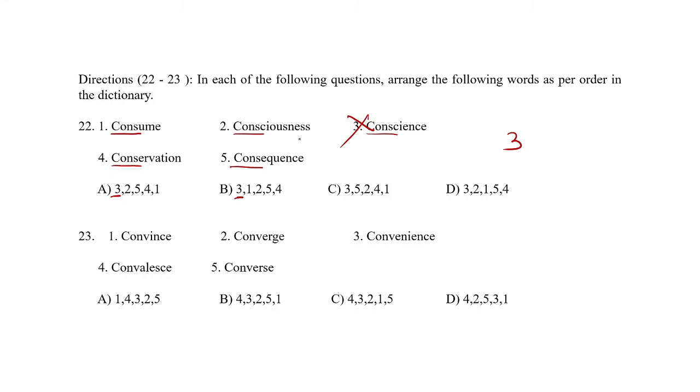Next, compare these 4. Consciousness. CONS. After S, there is C. Okay. Here see SCIE. Now see SCIO. Eliminate this one. Next, compare these 3. After S, there is U. After S, there is E. Okay. 4 and 5. Compare 4 and 5. SEQ. So, fifth one. Next, fourth one. Next, first one. 3, 2, 5, 4, 1. Option A is the answer for 22nd one. 23rd one is try yourself and write the answer in the comment section.